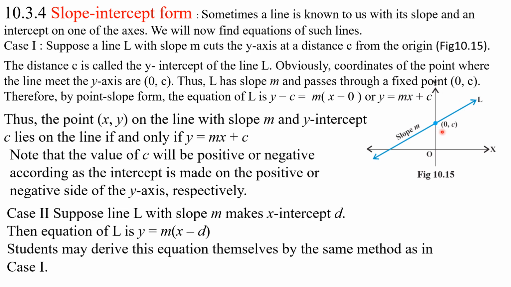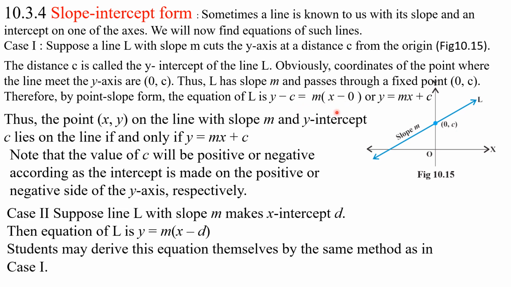This is a point passing through the point (0, c), and the slope is m. So we can use point slope form to find the equation of the line. Therefore, by point slope form of a line, the equation of line L is given by y minus y1. Let us assume that in our mind this is x1 and this is y1. So y minus y1 is equal to m into x minus x1. Otherwise x0, y0. We can assume x0, y0. So y minus y0 is equal to m into x minus x0.